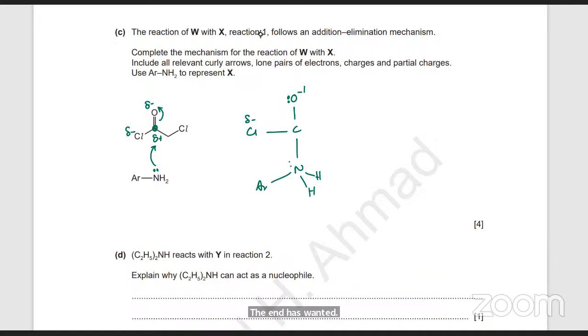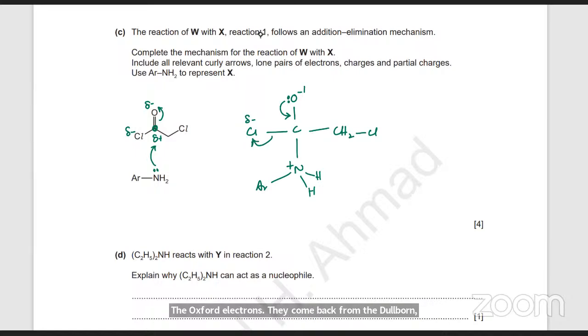But it no longer has a lone pair, so it's positive. And then you have a CH2 and Cl. The oxygen electrons come back and form the double bond. The Cl electrons leave. So the carbon double bond O gets reformed.